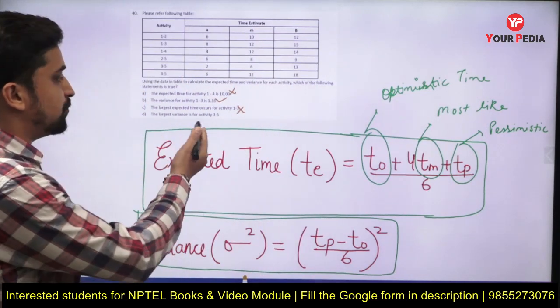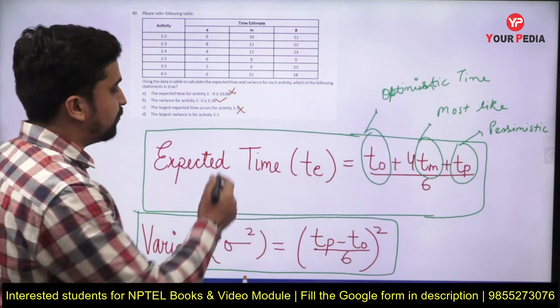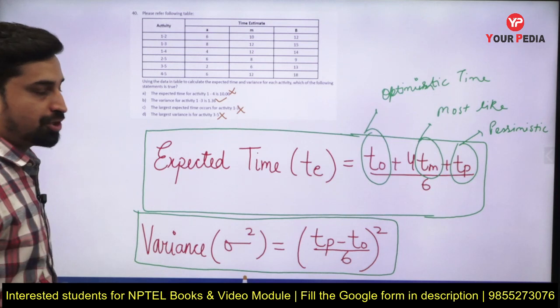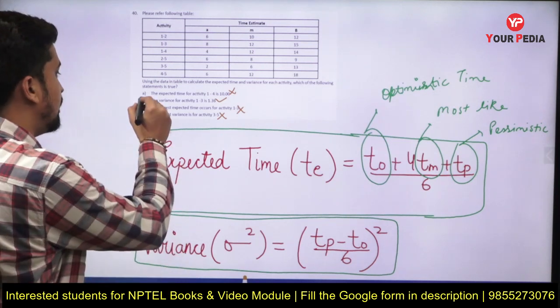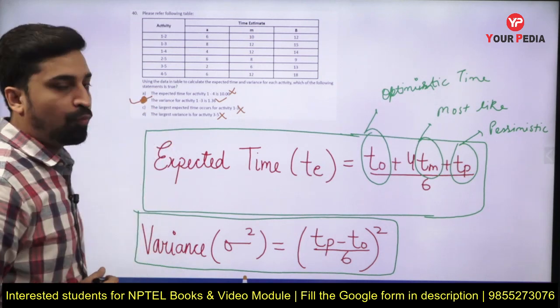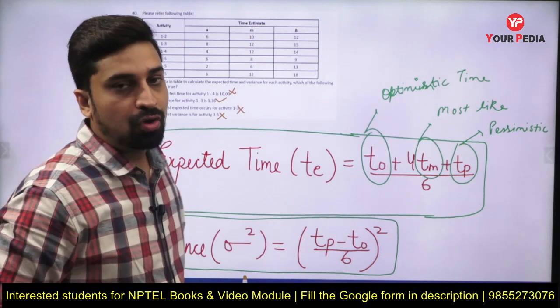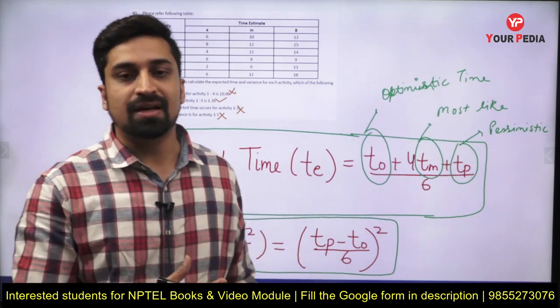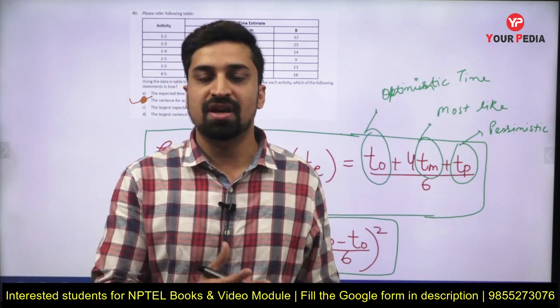The statement that the largest variance is for activity 3 to 5 is again false. So the correct answer to the question, question number 40, will be option B, which is the variance for activity 1 to 3 is 1.36. So in this way, we can easily solve the various questions regarding expected time and variance of CPM and PERT subject, right?